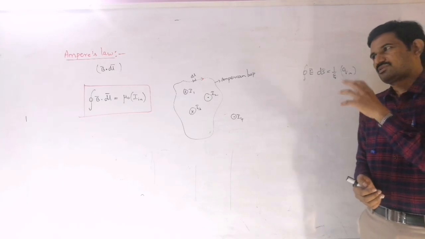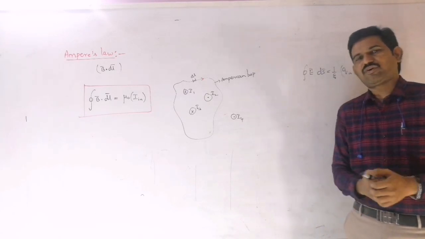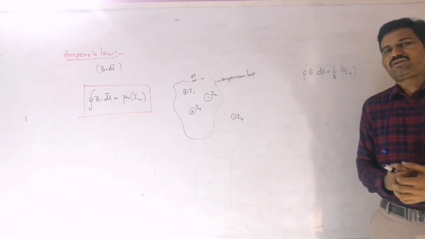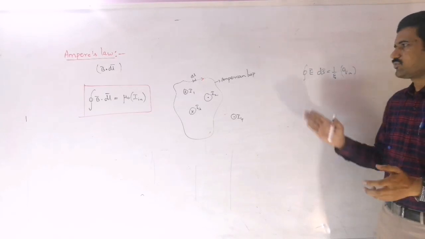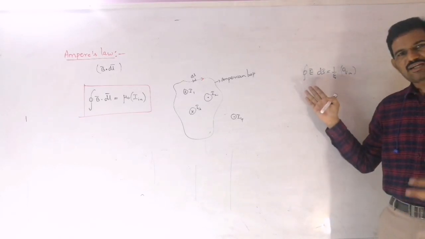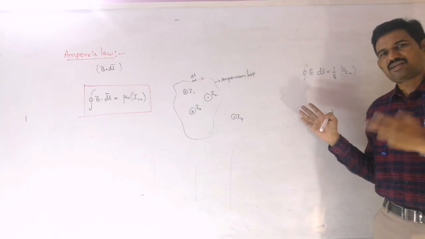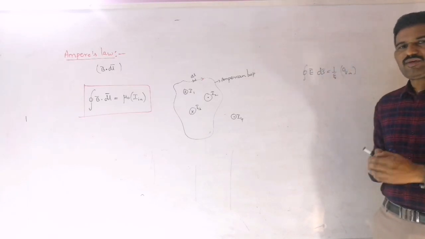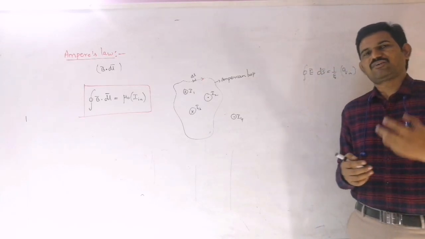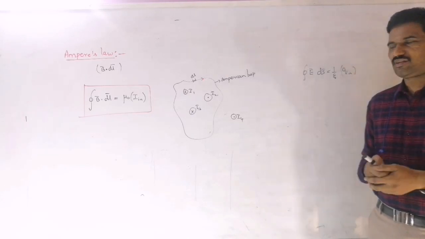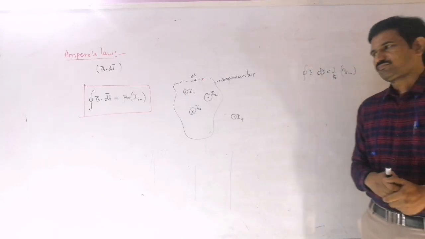This description is similar to that of our Gauss law. In Gauss law also, E is the net electric field due to all the charges, they may be inside or outside. Similarly here, B is the net magnetic field due to all the currents inside or outside that Amperian loop, right?